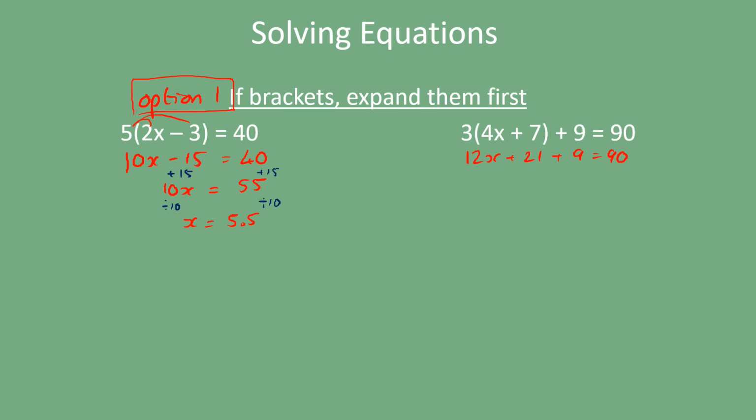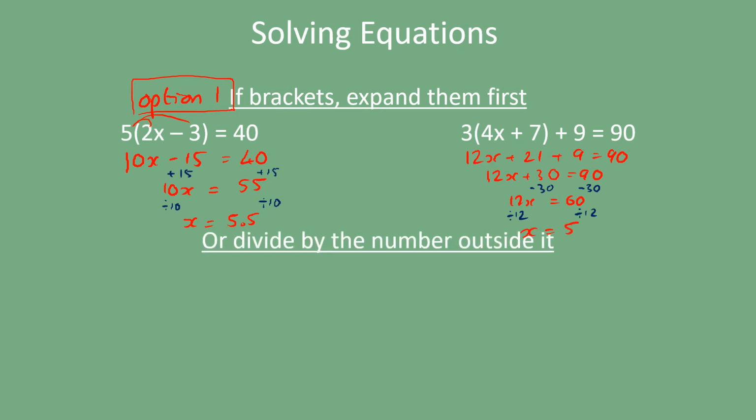And then we might want to simplify that a little bit. We've got a plus 21 and a plus 9. Let's make that 12x plus 30 equals 90. And then we can do what we've been doing. We can subtract 30 from each side. We can get ourselves to 12x equals 60. And then we can divide by 12. And that will give us x equals 5. Sorry if I'm writing that a little bit small, but that's the space we've got.